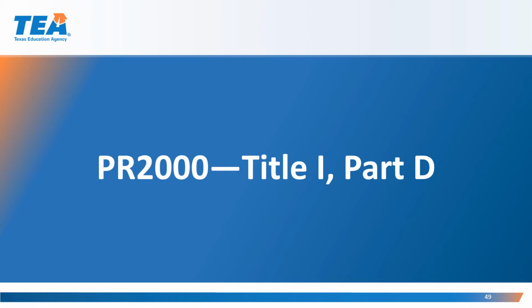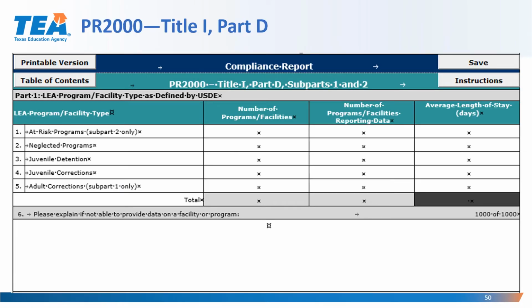The PR 2000 is for Title I Part D. LEAs will complete this schedule for their Part D Subpart 2 program. State agencies receive funds under Subpart 1. The top part of the schedule has the same functionality as the rest of the compliance reports, with a button for the printable version, to return to the table of contents, to save the form, and to access the instructions.